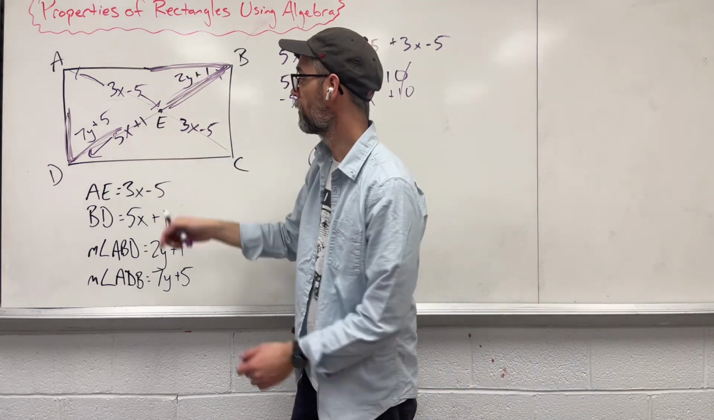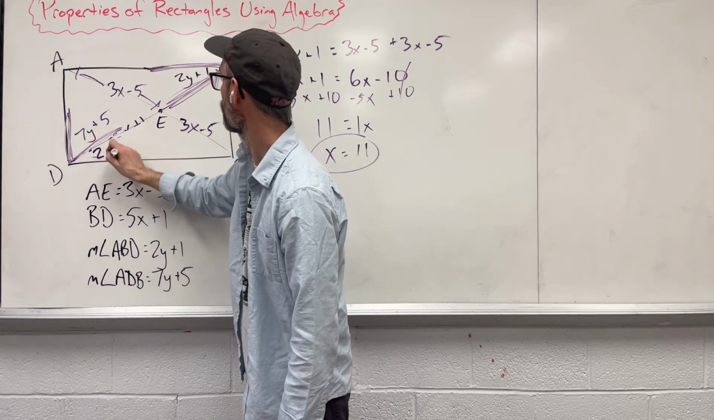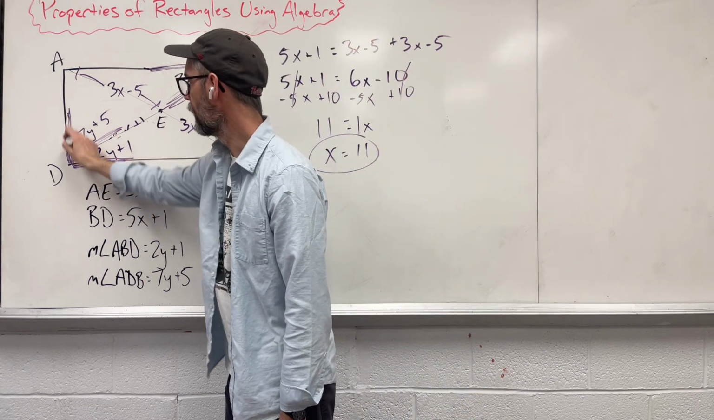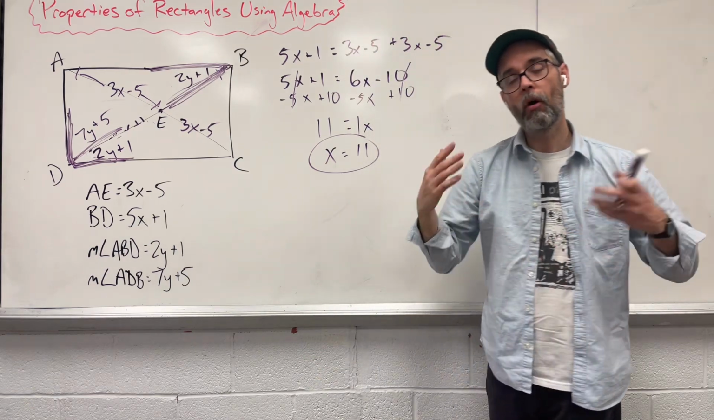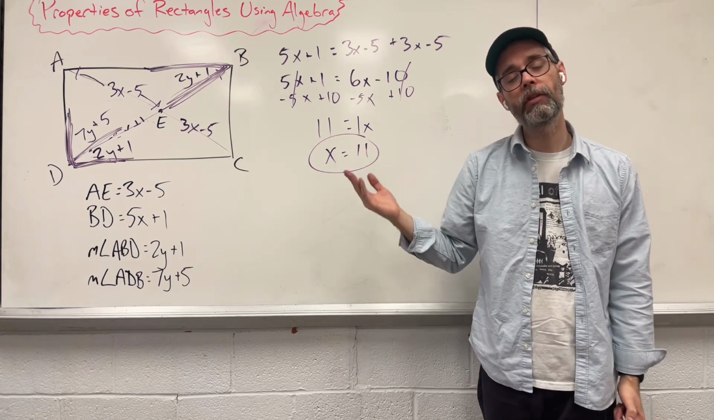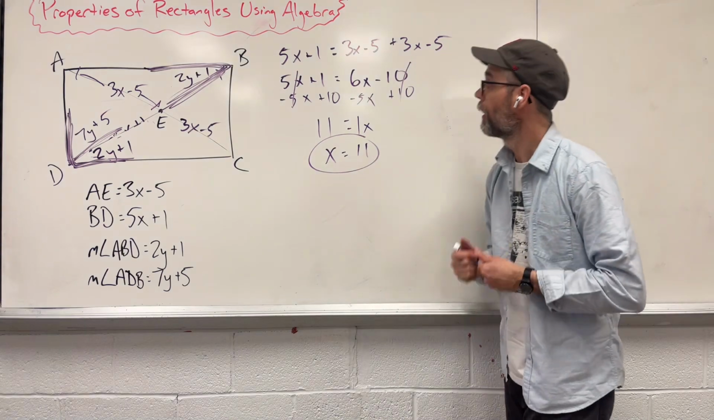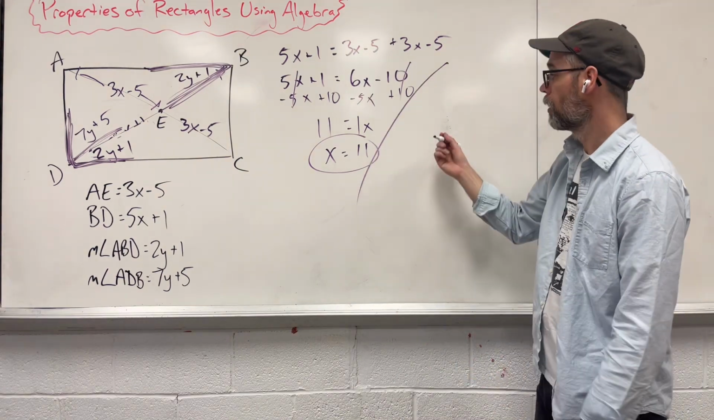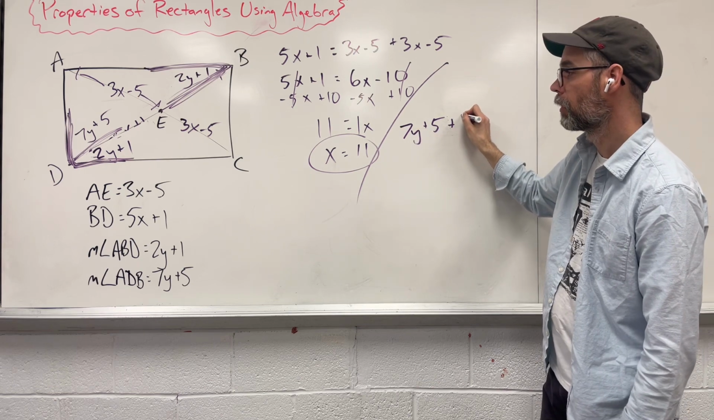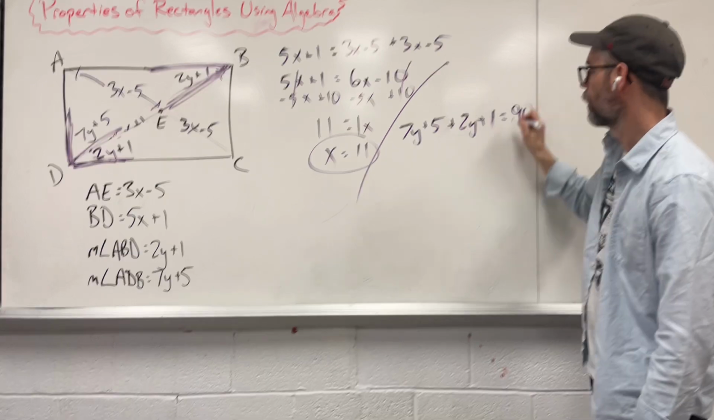This angle and this angle are going to be the same because we have alternate interior angles. So if this and this are the same, I know that this angle right here also has to be 2y plus 1. So now I'm looking at this. And what do we know about all four angles in the corners of a rectangle? They all have to be 90 degrees. They all have to be right angles. So this and this both add up to 90 degrees. There's your last equation. So we're going to say 7y plus 5 plus 2y plus 1 equals 90 degrees.